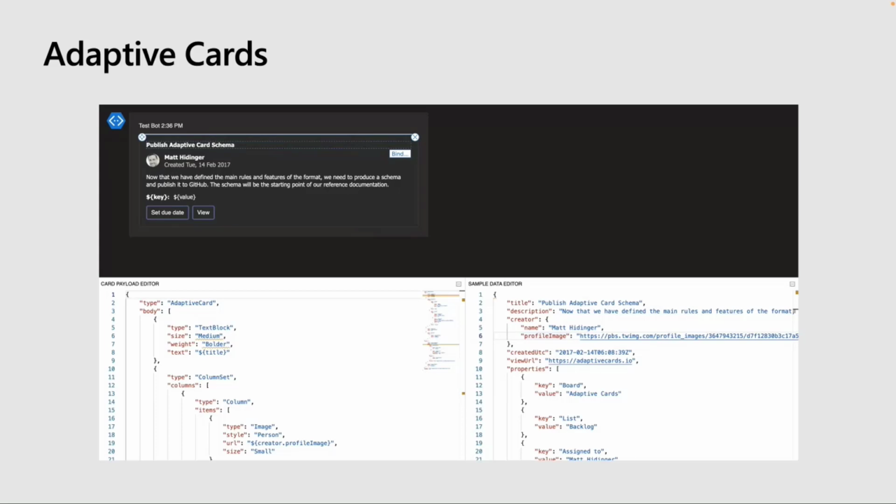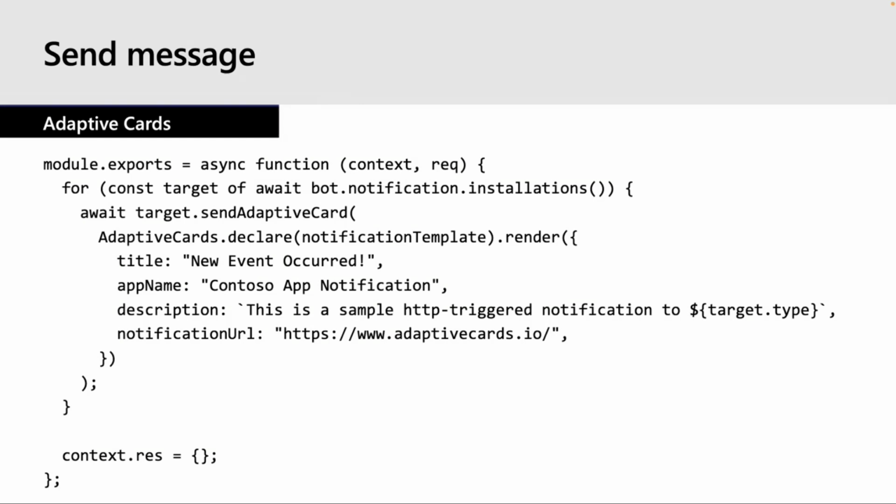Quick refresher if you don't know what an adaptive card is. This is a declarative way of designing interactive cards using JSON schema. So basically we can use the adaptive cards approach to combine our data, combine our templates, generate a card and send that in our message. So how does that look from the code side?